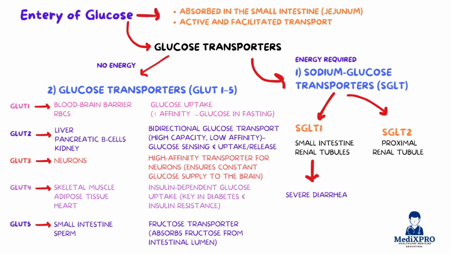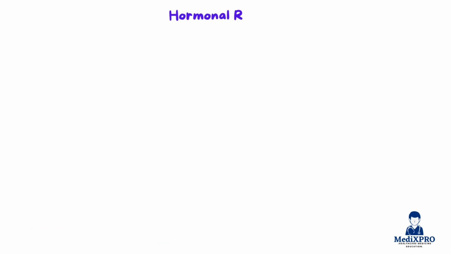Our next topic is hormones that regulate carbohydrate metabolism, the key players in maintaining our blood sugar levels and energy balance. The major hormones involved include insulin, glucagon, epinephrine, cortisol, growth hormone, and thyroid hormones. Each of these has a distinct role, either promoting storage or release of glucose depending on the body's needs.